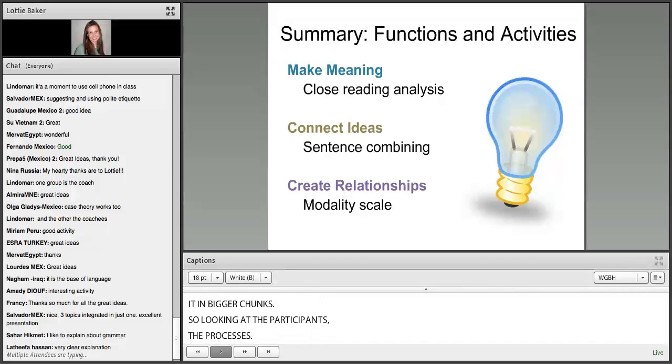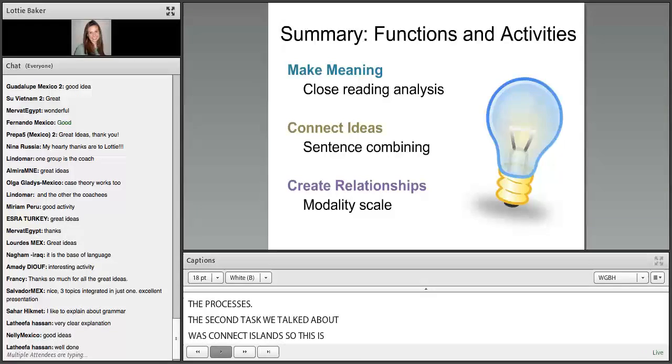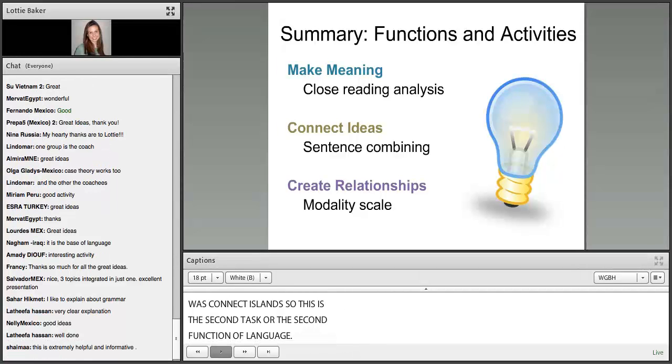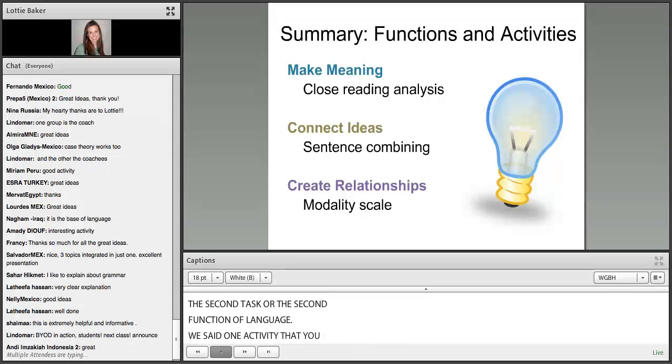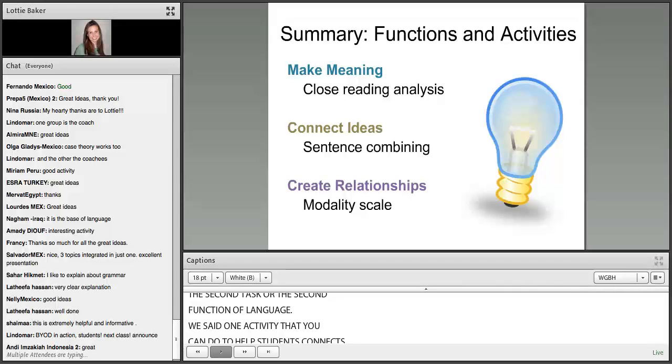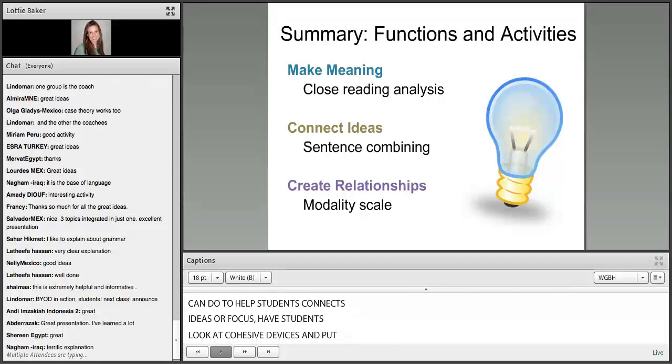The second task we talked about was connect ideas. So this is the second task or the second function of language. And we said one activity that you can do to help students connect ideas or focus on this function is sentence combining, and have students look at cohesive devices or connectors and put together sentences in different ways.